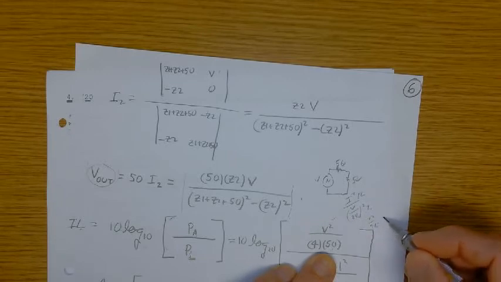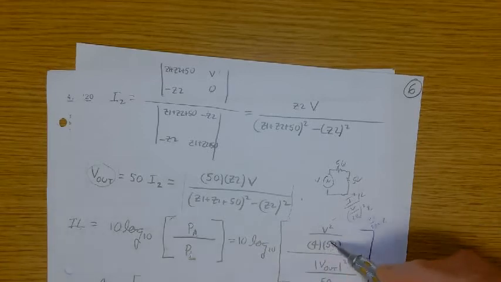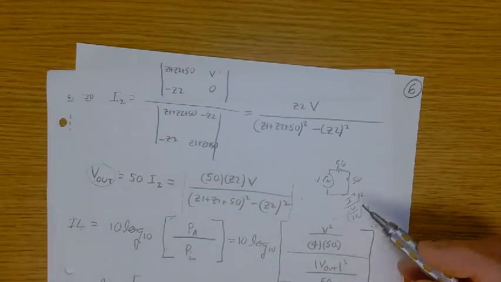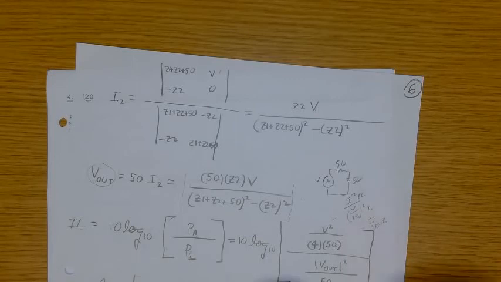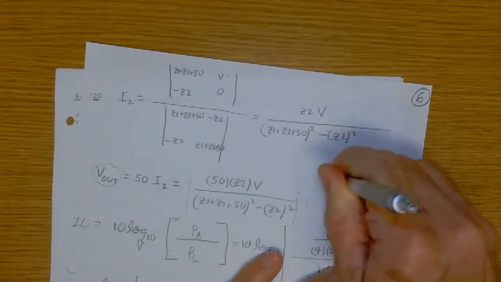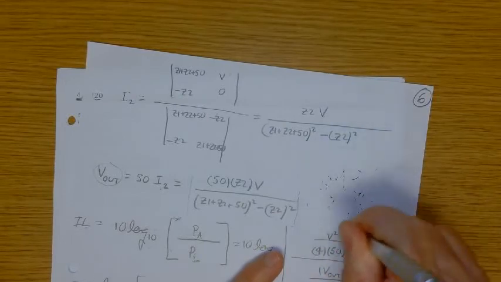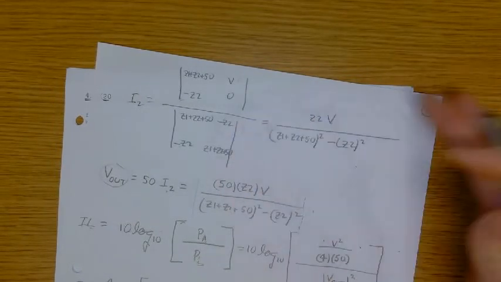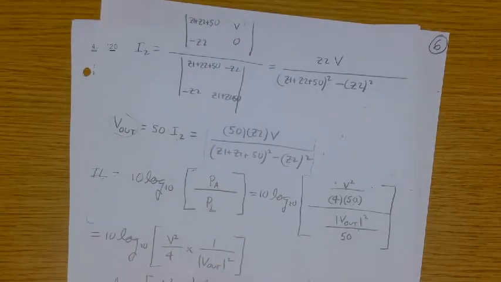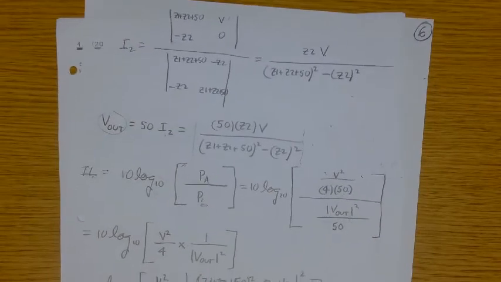Hopefully I didn't stun anybody with that one. It's the available power from the generator. You compute that by allowing the generator to drive the conjugate of the generator's internal impedance. In this case, since the internal impedance of the generator is 50 ohms, you allow the generator to drive 50 ohms and then compute the power absorbed by that. That's power available. And the power delivered to the load is V out squared divided by 50, the magnitude of the output voltage squared divided by 50.